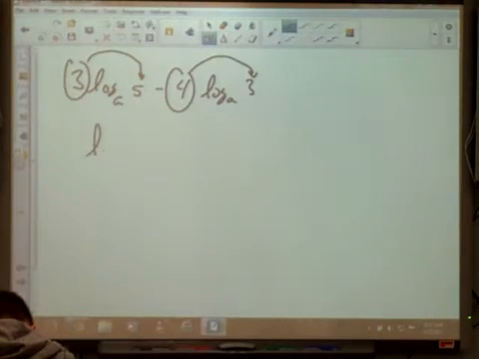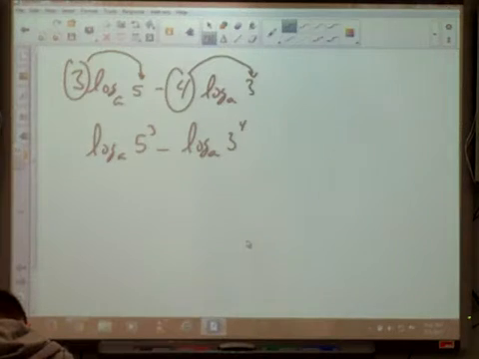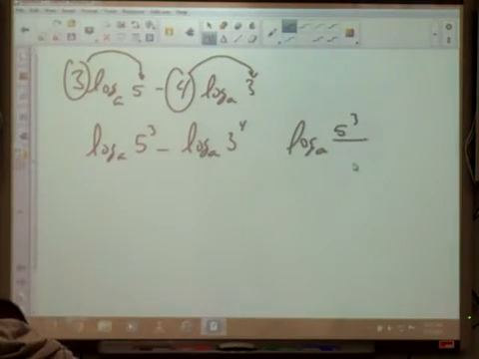Okay, so it's going to give me log base a of 5 cubed minus log base a of 3 to the 4th. Okay, I still have 2 logs. I'm trying to condense it to 1. What goes with subtraction? Quotient. Very good. So it'll be log base a, and you put the first one on top and the second one on the bottom.